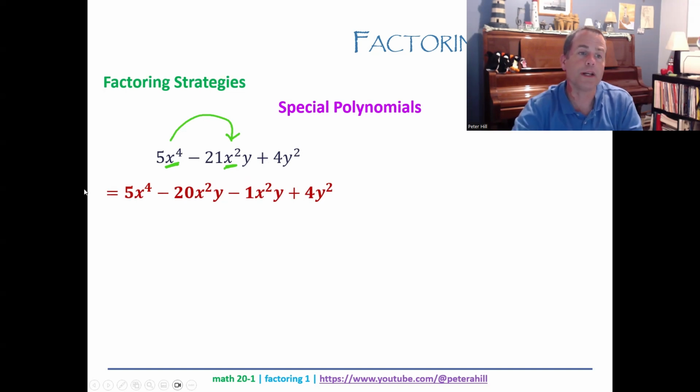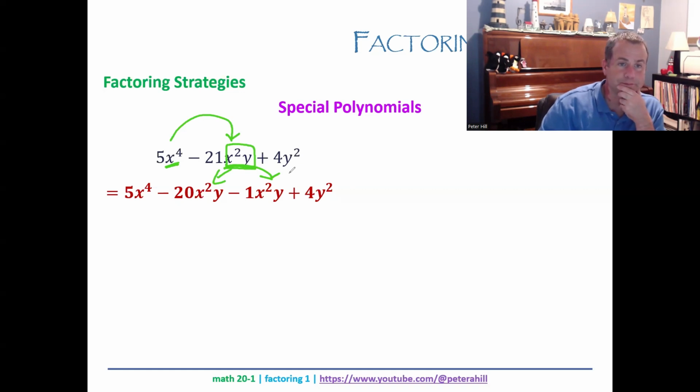Okay, so I broke down my -21 x squared y. Remember, whatever goes with the original middle number there has to go with both numbers that you're breaking down, right? Because you're adding those back together to get what that top number was.